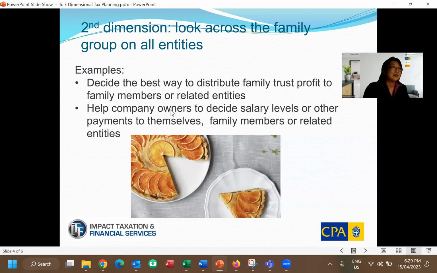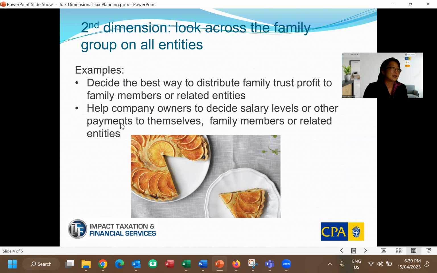Related entities can include companies. Sometimes a family trust can have a bucket company, or a corporate beneficiary. Once we distribute the income, if there is a surplus, then we can consider distributing it to a company structure, the company beneficiary.